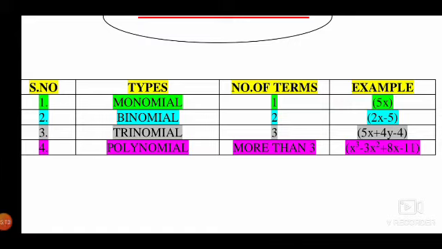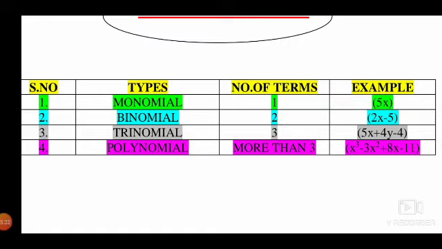Binomial means the number of terms should be 2. Bi means 2, while mono means single. For example, 2x minus 5. There are two terms involved. 2x is one term, minus 5 is the other term. So the number of terms is 2, and that is known as a binomial.